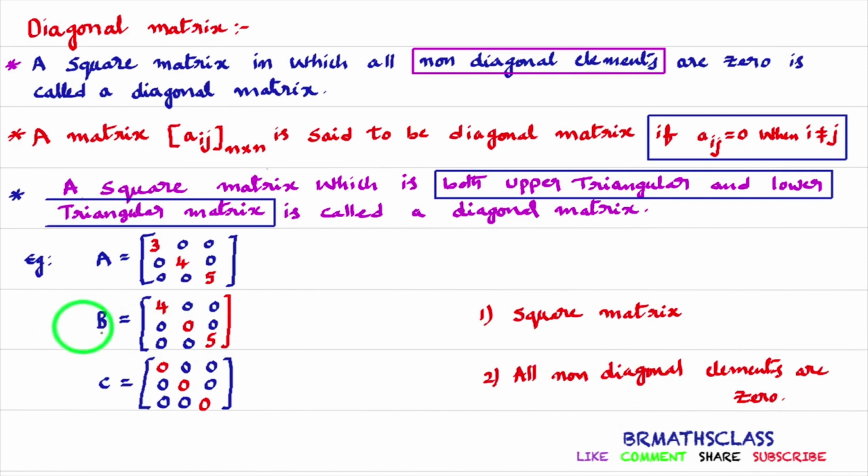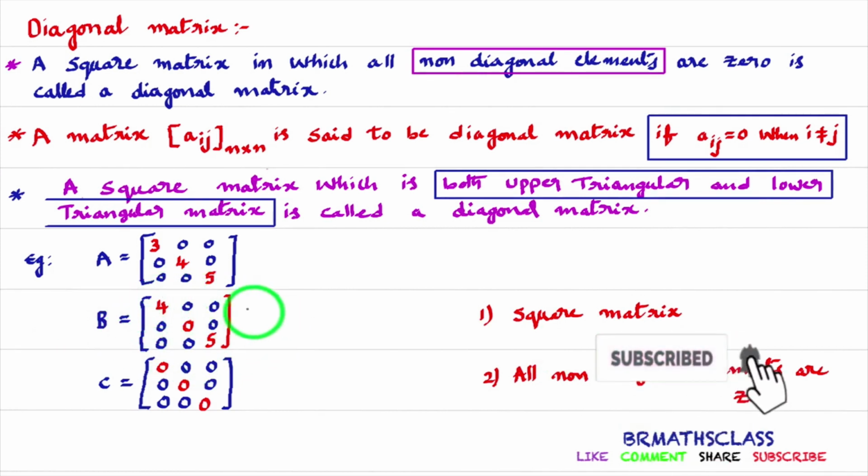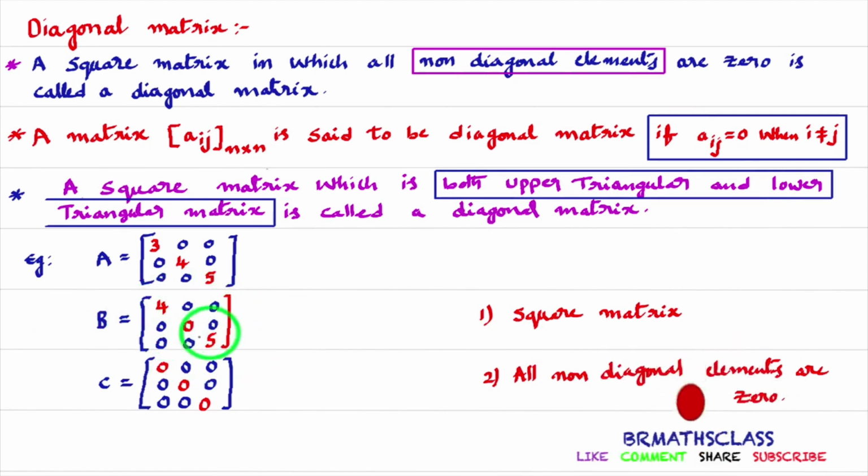You observe this B matrix. Is it a square matrix or not? Yes, the number of rows is equal to the number of columns, so this is a square matrix. Second point: are all non-diagonal elements 0 or not? You observe these elements. These are non-diagonal elements. Yes, they are 0. The matrix satisfies both conditions, then why are you confused? This is a diagonal matrix.